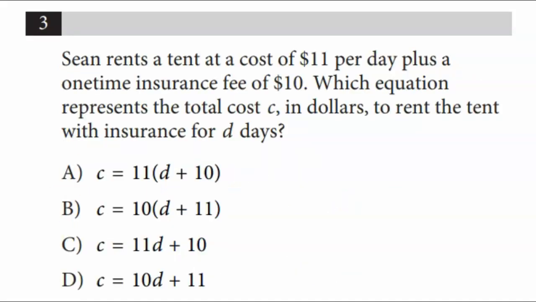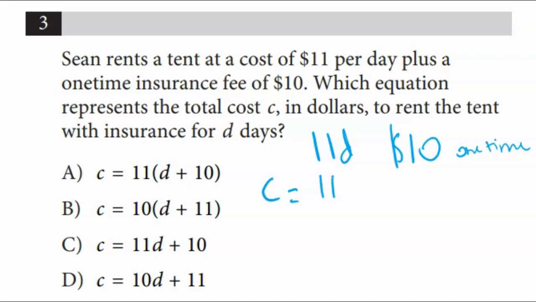Okay, number 3. Sean rents a tent at a cost of $11 per day, so let's write that out, $11 per day, plus a one-time insurance fee of $10. So this is a one-time fee, $10. Which equation represents the total cost C in dollars to rent a tent with insurance for D days? So it's y equals mx plus b, put that in the equation. So we know C is going to be our y, so that's the cost equals $11 per day. So we're going to get 11D. And it's going to be plus the one-time $10 fee. So this is how I would draw that equation.